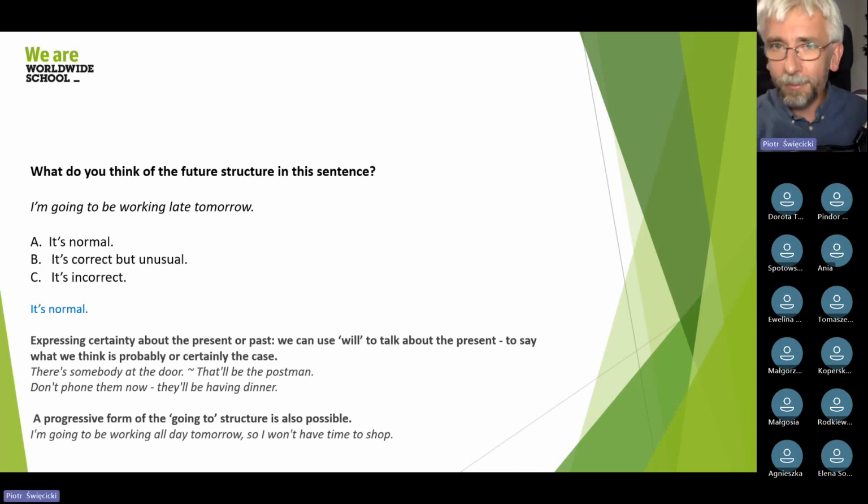But here's a little note about expressing certainty. So 100% probable. Expressing certainty about the present or past. For this, we can use will, of course, to talk about the present, to say that what we think is probable or certainly the case. There's somebody at the door, that'll be the postman. So you're like 100% sure.